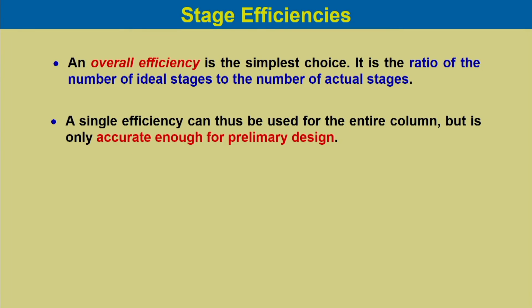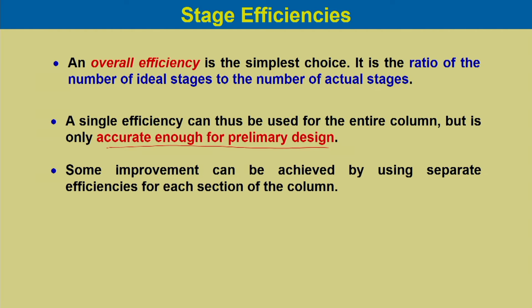A single efficiency can thus be used for the entire column, but it is only accurate enough for preliminary design. So, this is basically for the preliminary design. Some improvement can be achieved by using separate efficiencies for each section of the column.